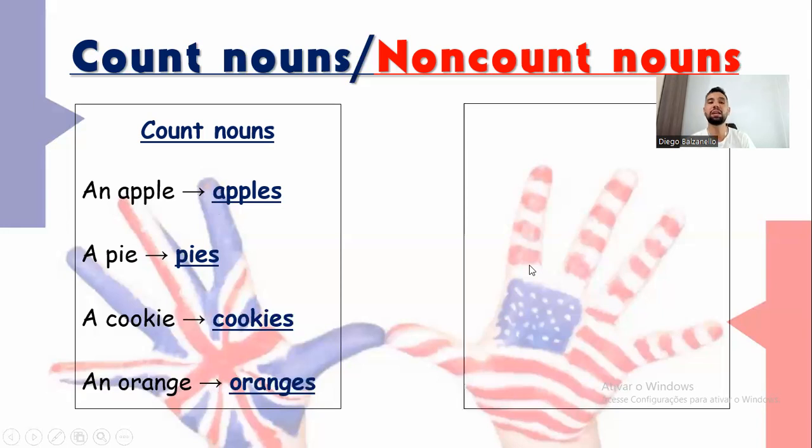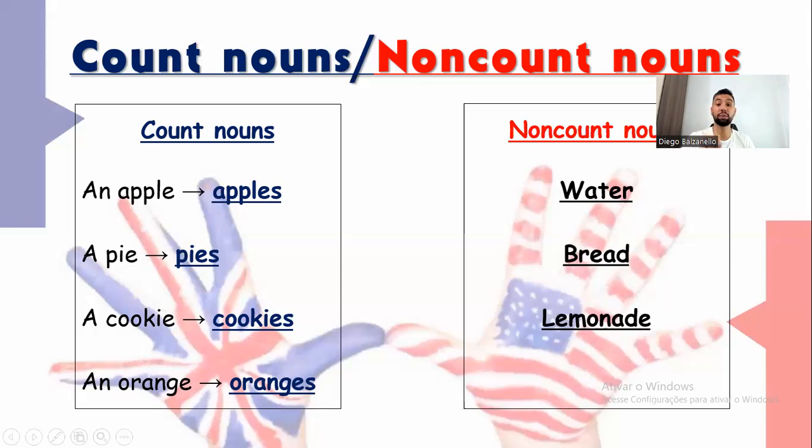Let's go in non-count nouns. Non-count nouns like water, bread, lemonade. We don't count because it's impossible to count liquids like one water. No, we don't do it. We can count one bottle of water. Bread is the same idea. A slice of bread, some parts. But like the water, it's impossible to count liquids. And bread as well. In Portuguese, we count bread, but in English, we don't. And ice cream. Okay, it's uncountable.